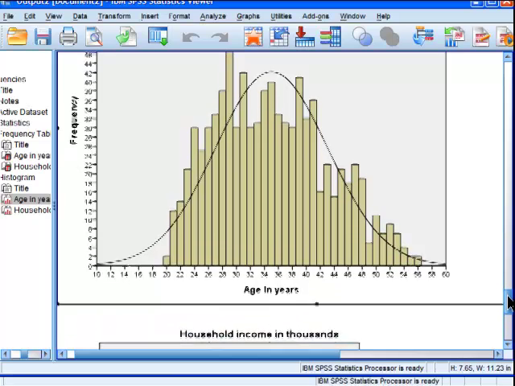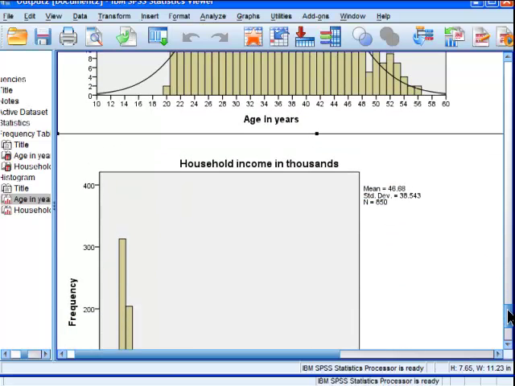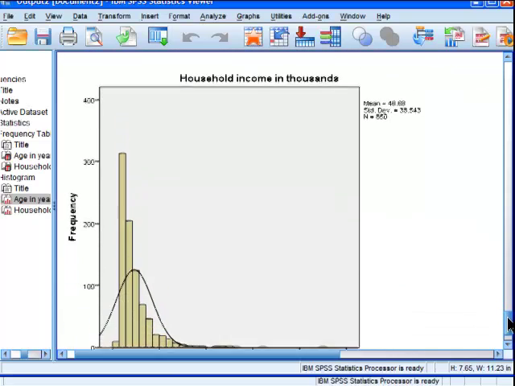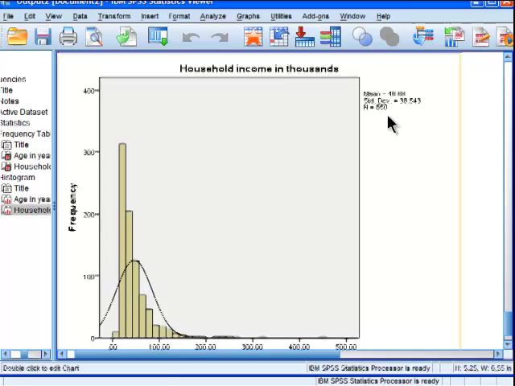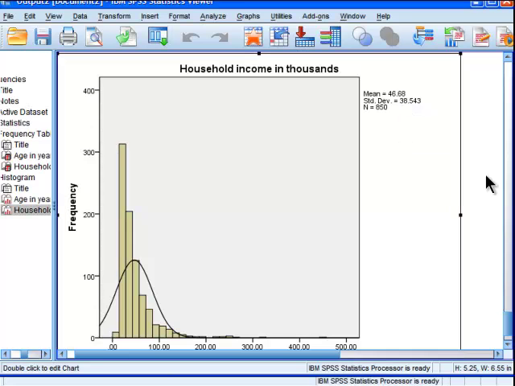And what the histogram looks like in relation to a frequency table. Now we have household income in thousands of dollars, and we can see that the average is 46.68. This must be American, I imagine, and probably years ago, maybe. I don't know exactly what the average household income in America is at the moment in 2011, but in this data set it's 46.68 with a standard deviation of 38.